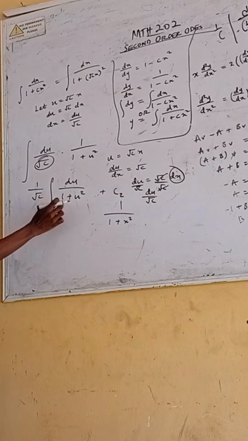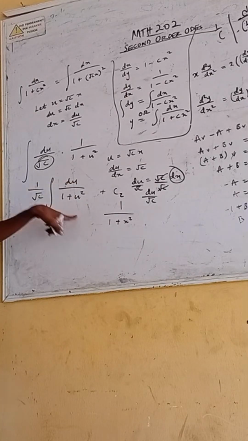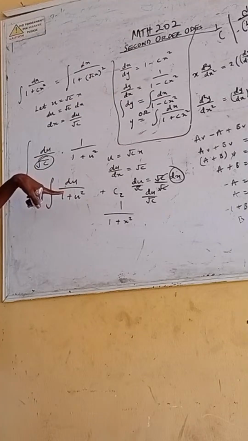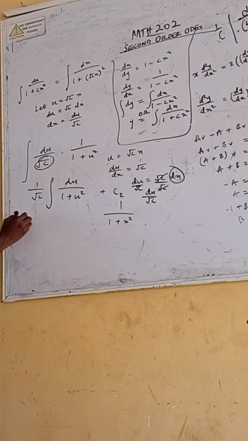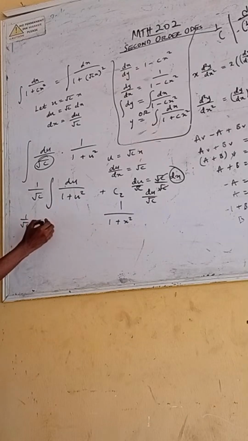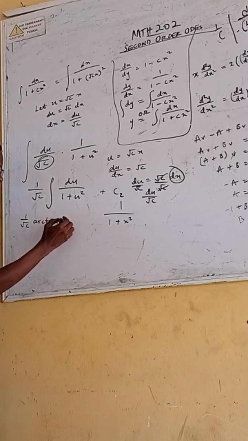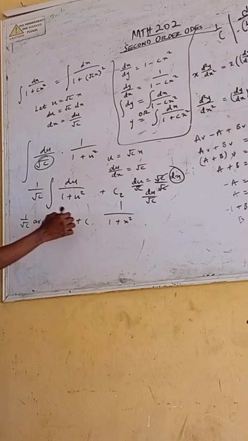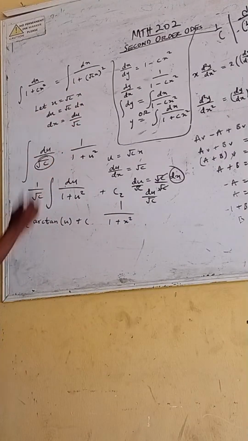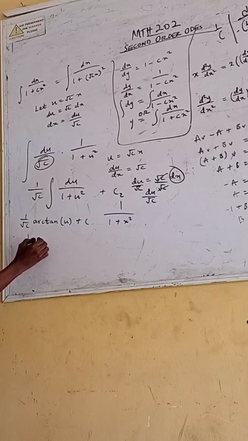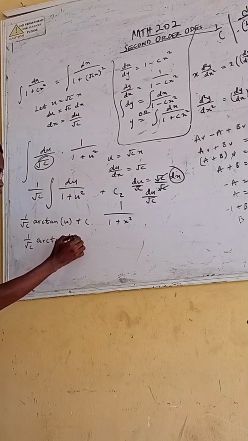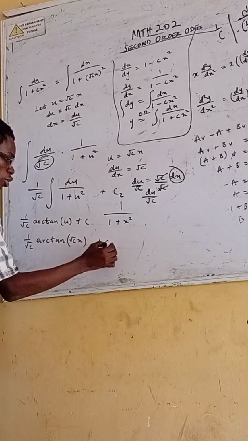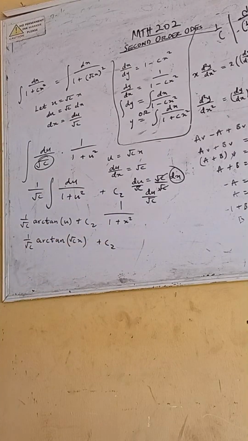If we integrate 1 over 1 plus u squared, or 1 over 1 plus anything squared, when both of them are in the same form, this is u, this is u, so it is arctan u. So I now have 1 over root c arctan u plus c. I cannot write my u as u; u is root c x. So 1 over root c arctan of root c x, plus c. That's what I did.